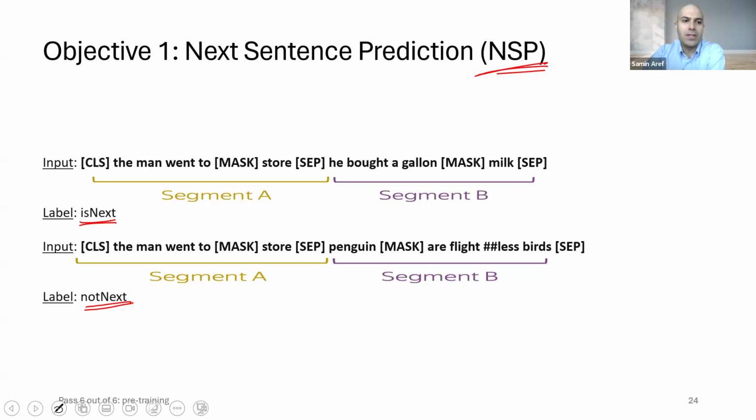Based on the CLS vector output of BERT in the pre-training phase, BERT is essentially learning to predict whether two sentences follow each other or not. This allows BERT to understand bidirectional context beyond one sentence. So it learns the context across different sentences based on the NSP objective.